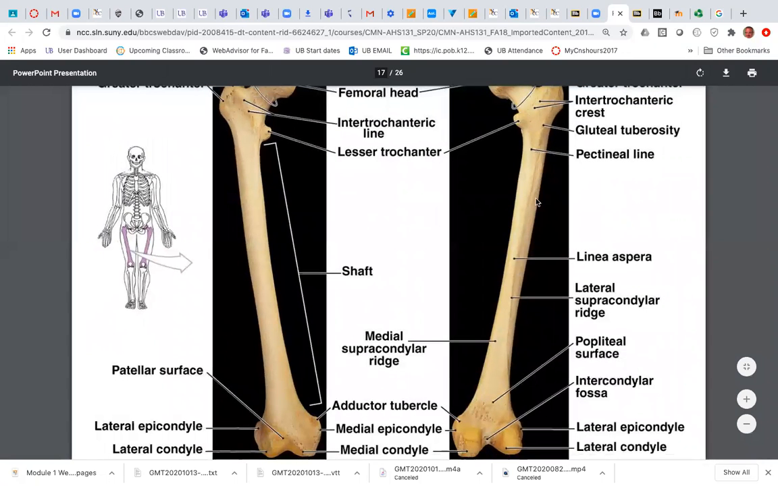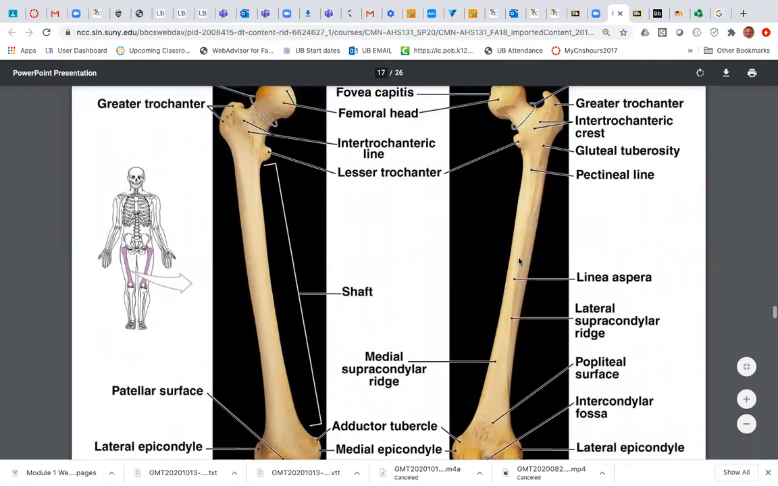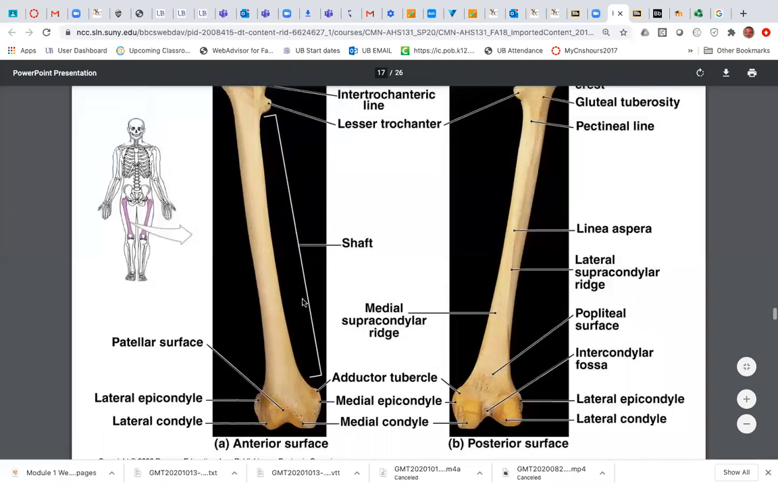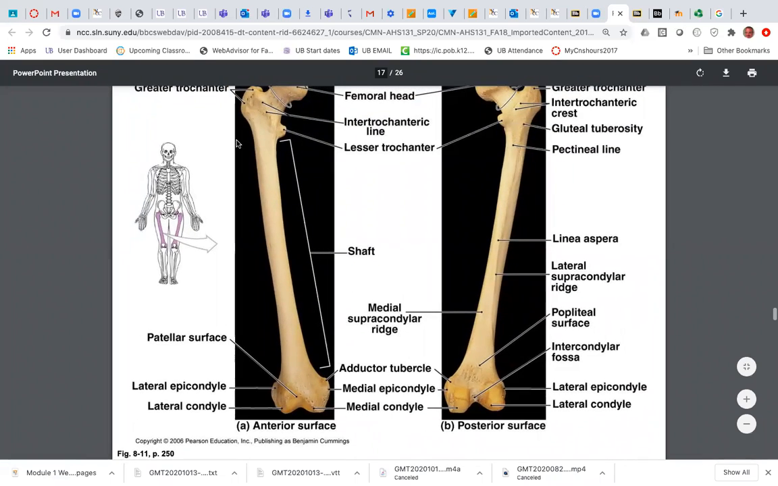On the posterior side, there is a sharp line that we do not have on the anterior side. The line on the back is called the Linea Aspera. The Linea Aspera is posterior. If you look at the direction of the shaft, you'll see from lateral to medial, it runs on an oblique diagonal medially. See that angle? It's not straight up and down, it goes on an angle.